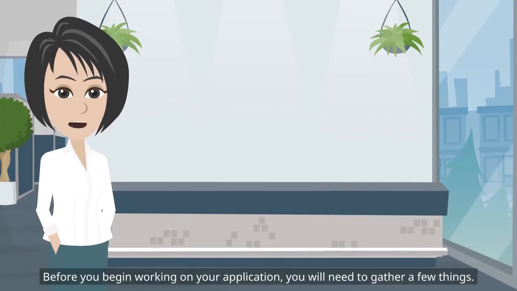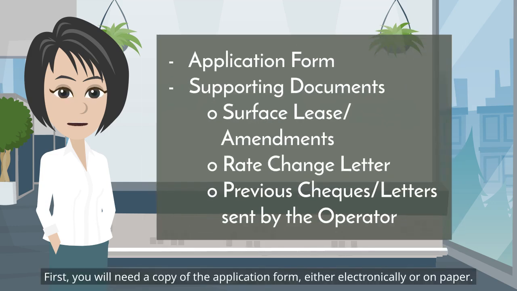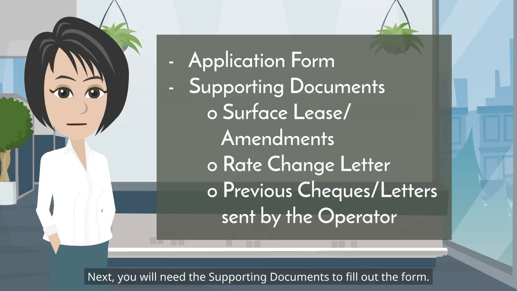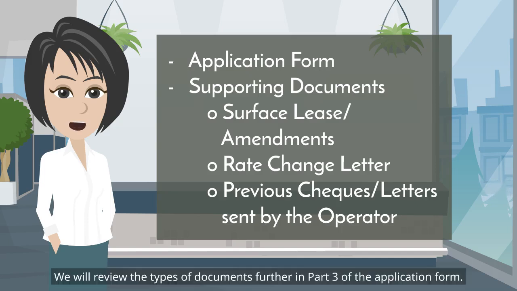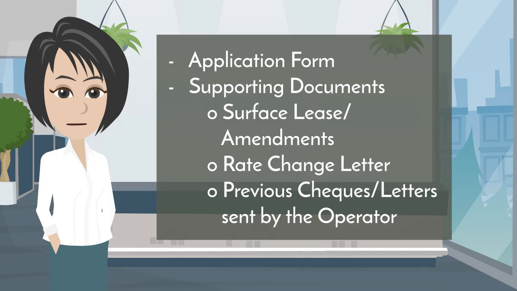Before you begin working on your application, you will need to gather a few things. First, you will need a copy of the application form, either electronically or on paper. Next, you will need the supporting documents to fill out the form. These documents can be a copy of the surface lease or amendments, rate change letters sent by an operator, previous checks, or any official documents concerning the site. We will review the types of documents further in Part 3 of the application form.